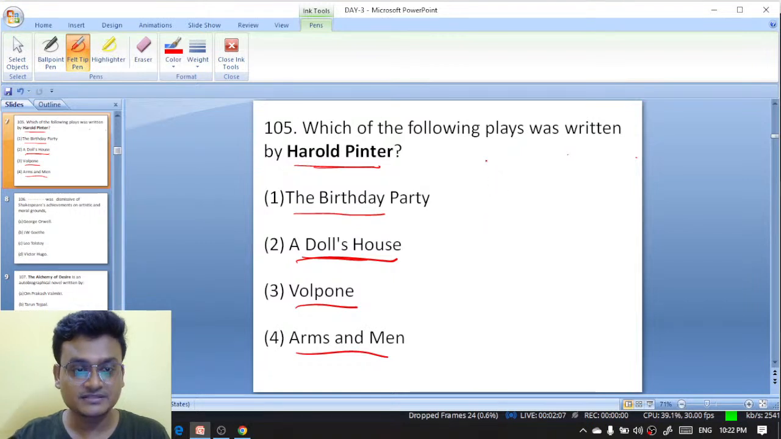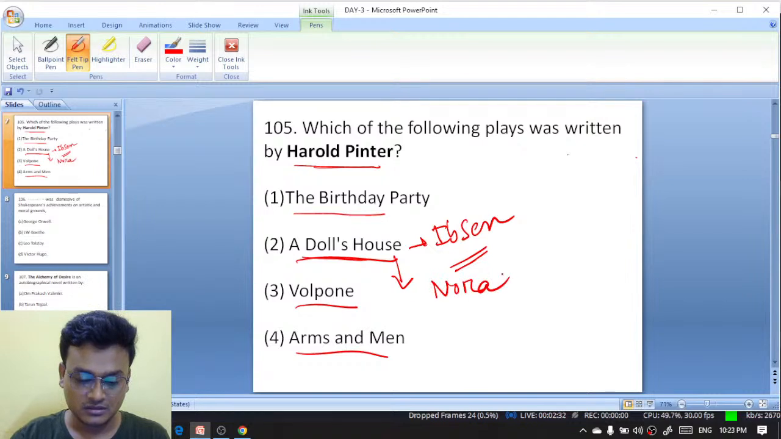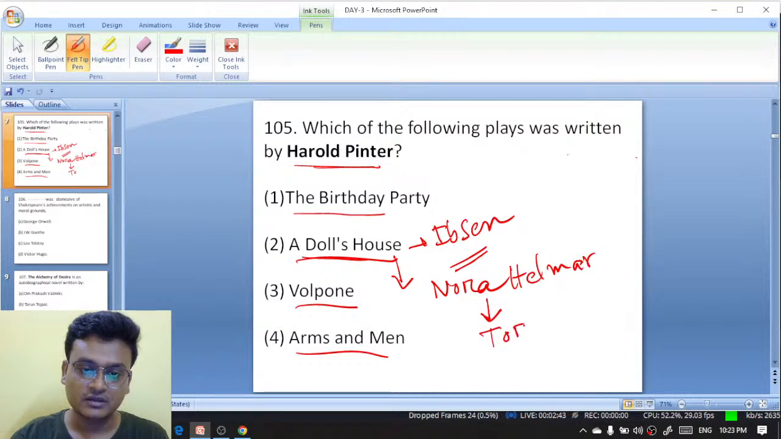Okay, so let's begin the session here again. So I was saying that A Doll's House was written by... who wrote A Doll's House? It was Henrik Ibsen who has written A Doll's House. It is about the Helmer family. The main character is Nora Helmer, and her husband is Torvald Helmer.